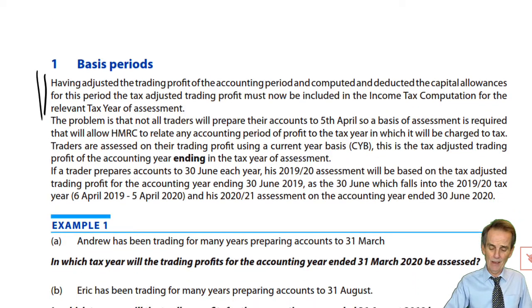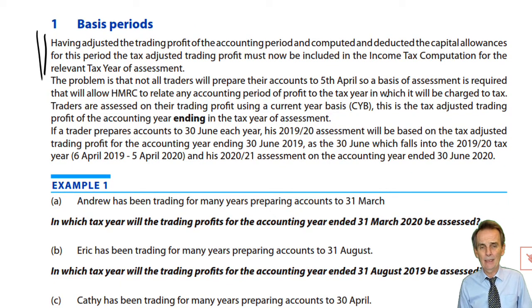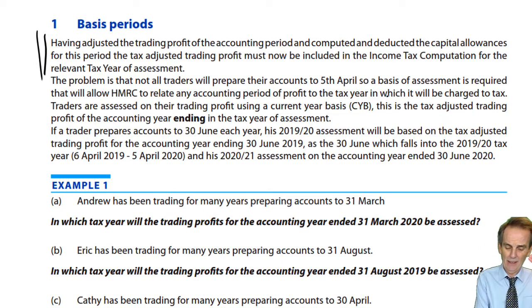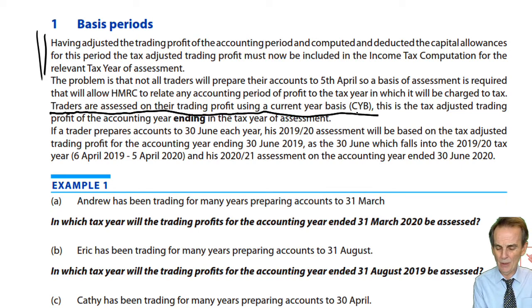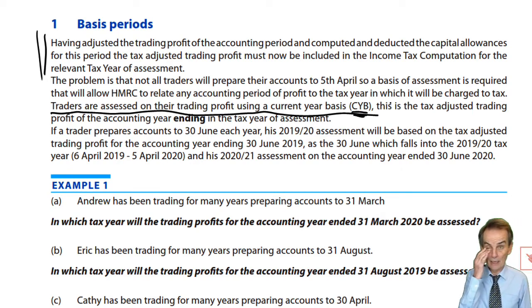So, of course, not a problem that can't be overcome, and therefore we use something that you're going to come to know and love as the current year basis. I may have lied there when I said love, of course. The current year basis. This is the normal basis of assessment that is used. And what we're told here is that traders are assessed on their trading profit using this current year basis, or as we will know it from now on, CYB, current year basis.